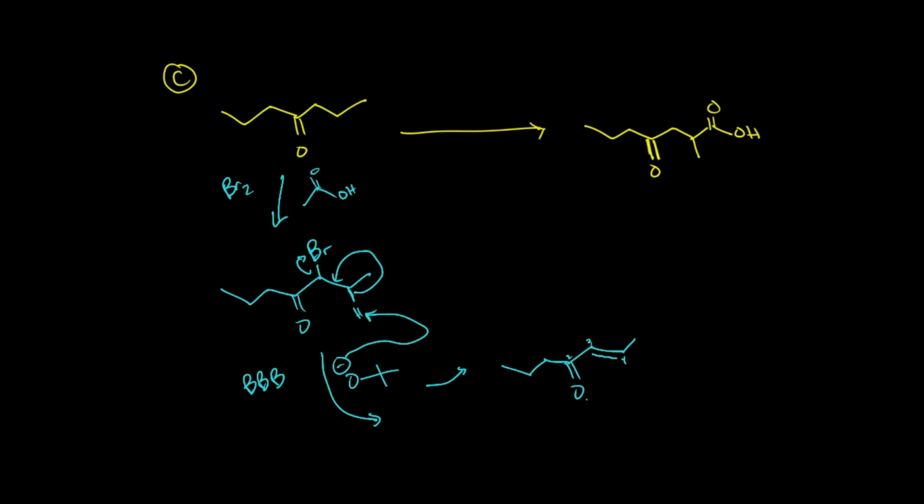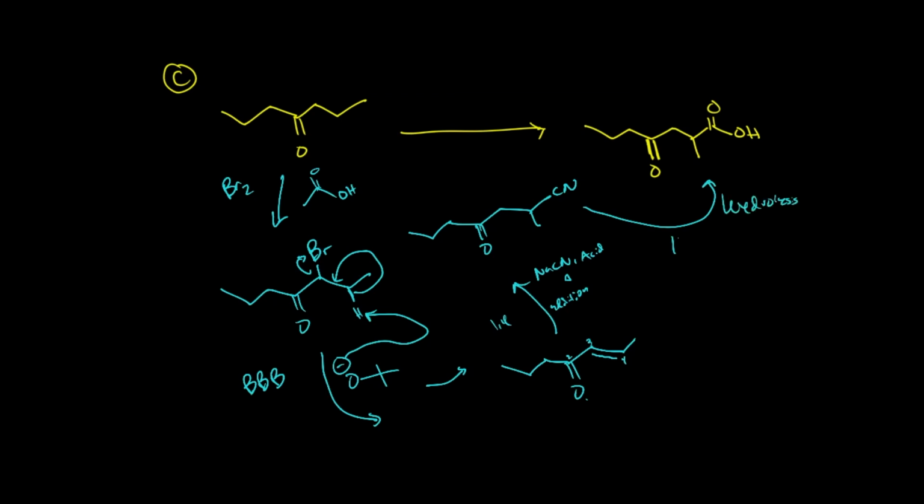Now with that double bond, I can actually do 1,4 addition. So let me do 1,4 addition with NaCN in some acid and a little bit of heat. So let's go ahead and do, we'll put the CN here, and then the last step is hydrolysis. So that's H3O plus and some heat. And that's going to turn the cyanide group into a carboxylic acid.